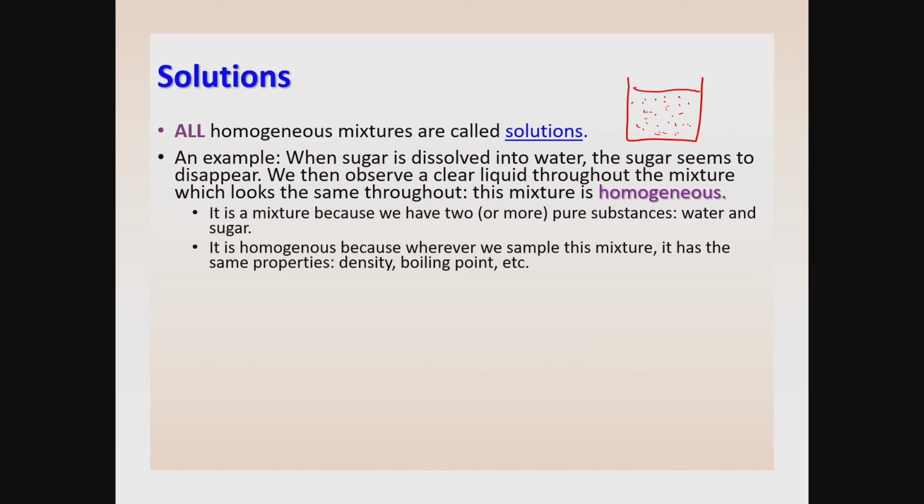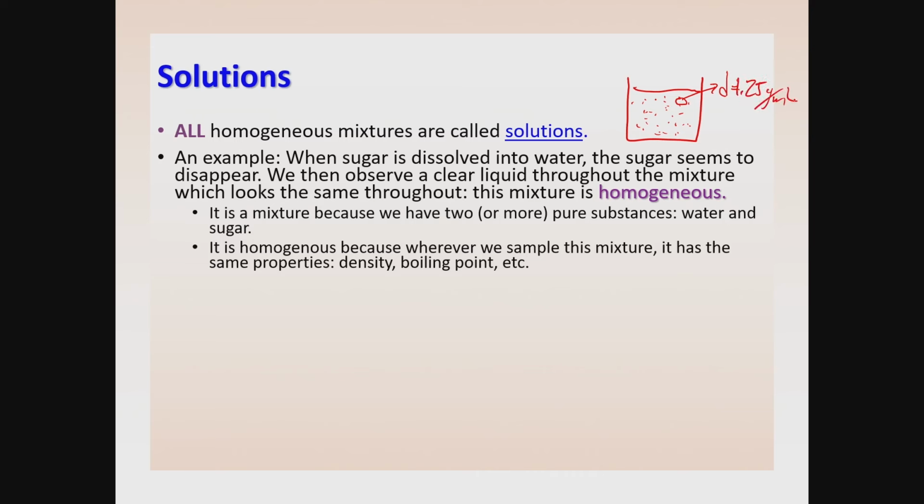So if you were to sample here, for example, what you would find is that the sugar water solution would have a certain density. In fact, one of the things you'll learn is that when you dissolve things like sugar into water, you can increase the water's density. So maybe the density is like 1.25 grams per mL.